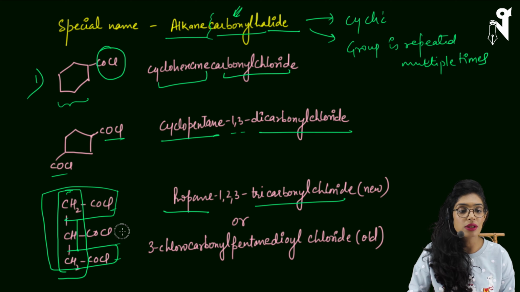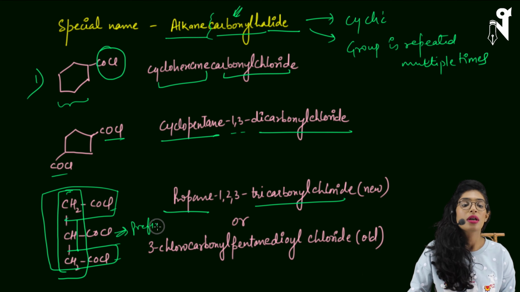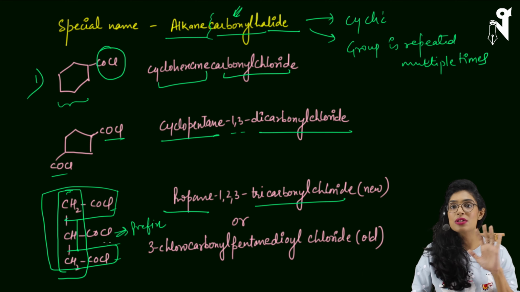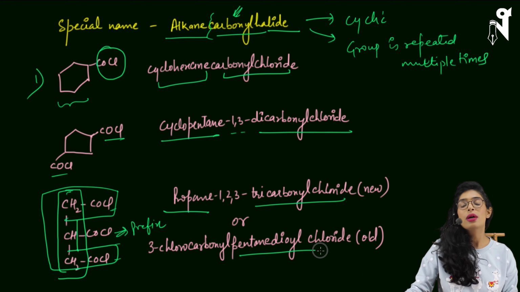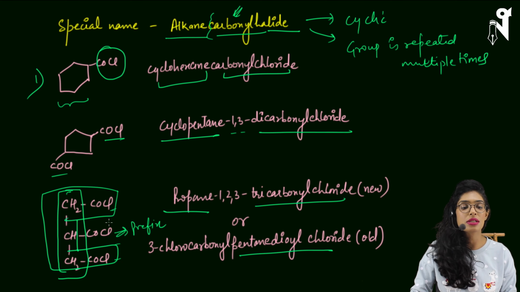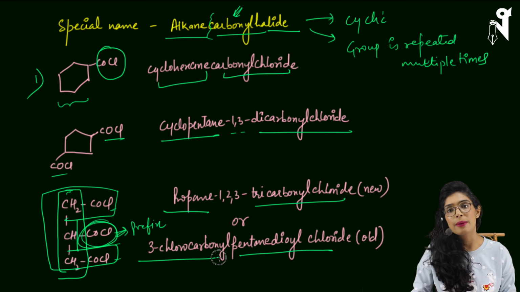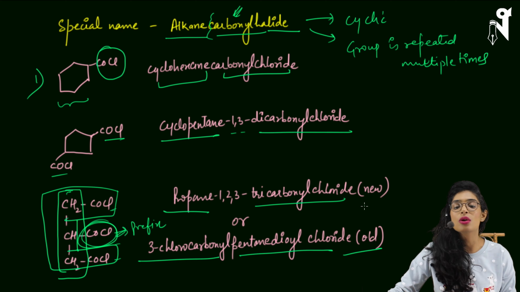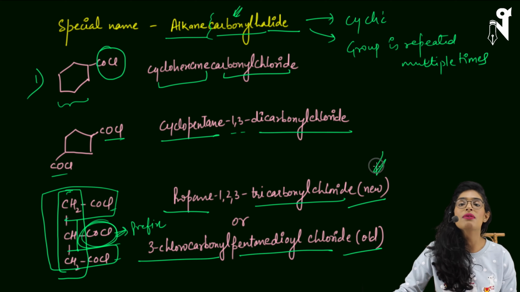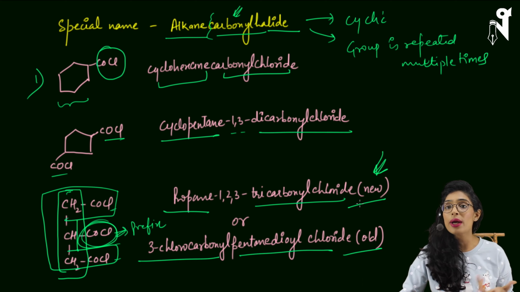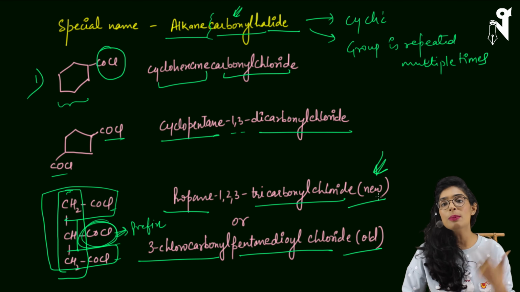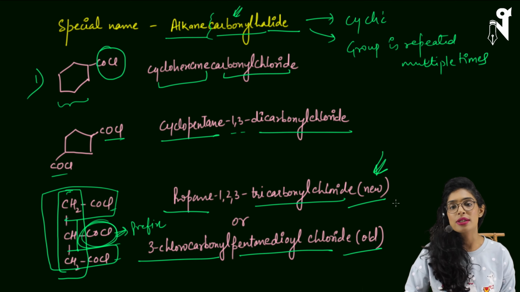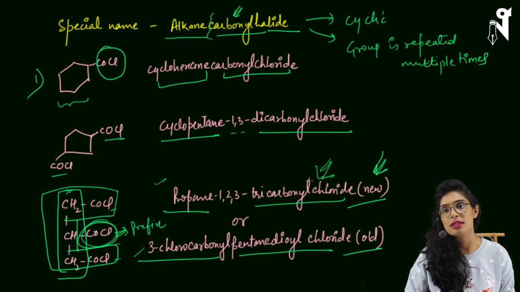So the name of this COCl will be a prefix. Whereas this whole thing will be counted as 5 carbons, it will be pentane dioyl chloride, and the name of this COCl will be 3-chlorocarbonyl. This is the old way of naming, this is the new way of naming. We will prefer the new way of naming when we have to write it. When it is given in the question, depending upon whether it is single answer correct or multiple answer correct, we will choose our choices. In multiple answer correct, we will mark both answers right. If it is single answer correct, we will mark only the new one as the right answer.